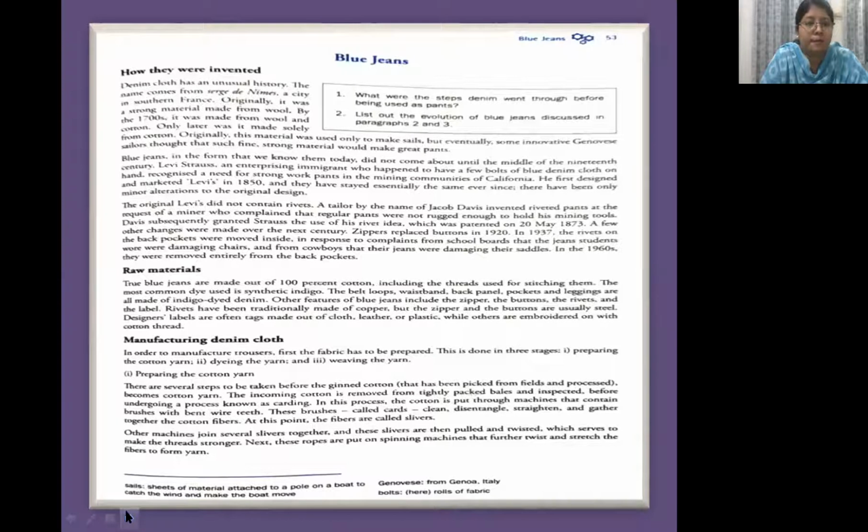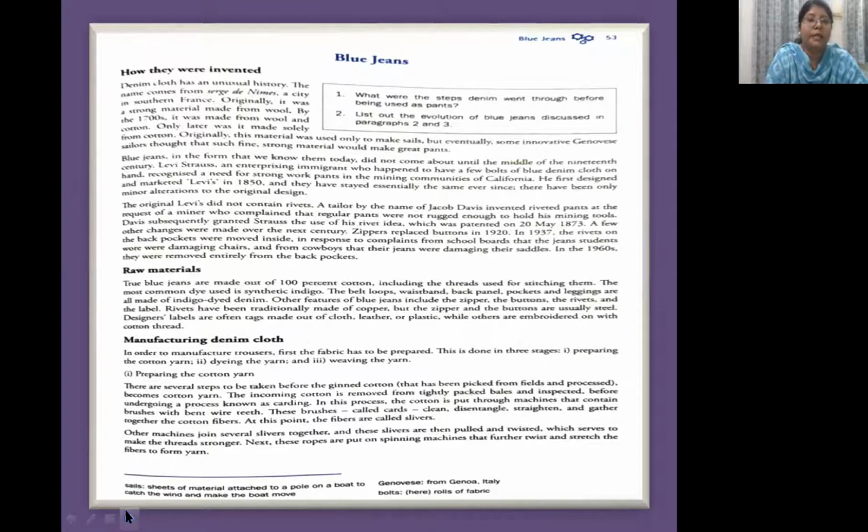Blue jeans. Denim cloth has an unusual history. The name comes from Serge-de-Nîmes, a city in northern France. Originally, it was a strong material made from wool. By the 70s, it was made from wool and cotton. Only later was it made solely from cotton. Originally, this material was used only to make sails. But eventually, some innovative Genoese sailor thought that such fine, strong material would make great pants. So this is how it originated.